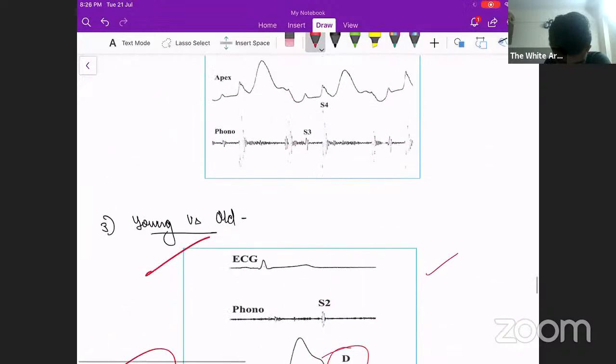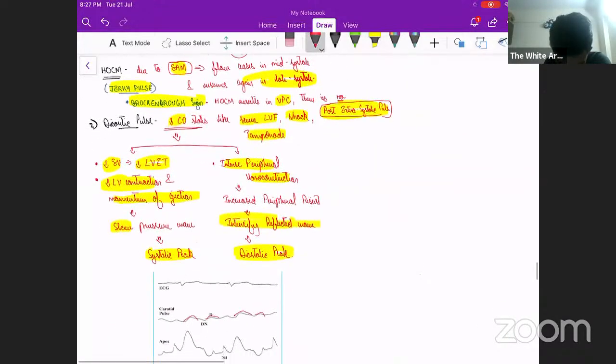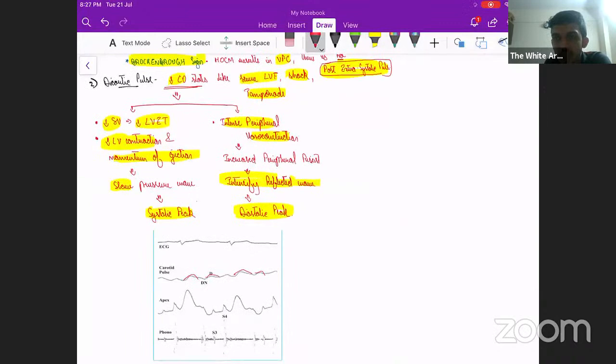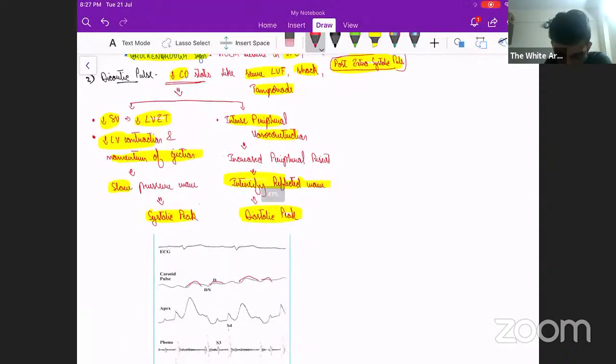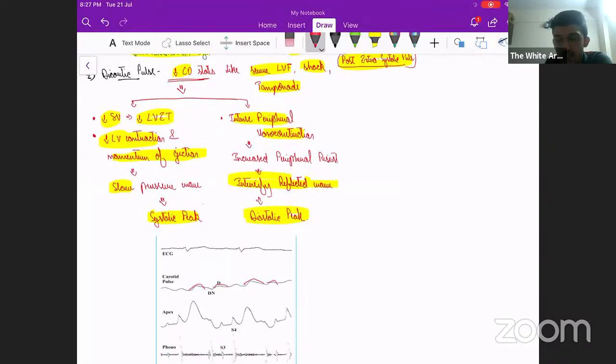In dicrotic pulse, there is an increase in peripheral resistance. No, I never mentioned there is a decrease. When there is such shock taking place, peripheral resistance will be increased so that the central supply will become more. Increased peripheral resistance has been mentioned.